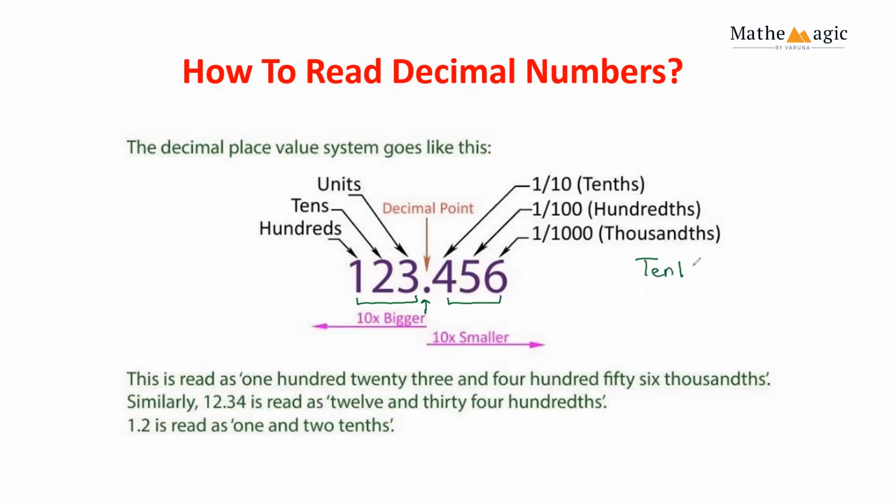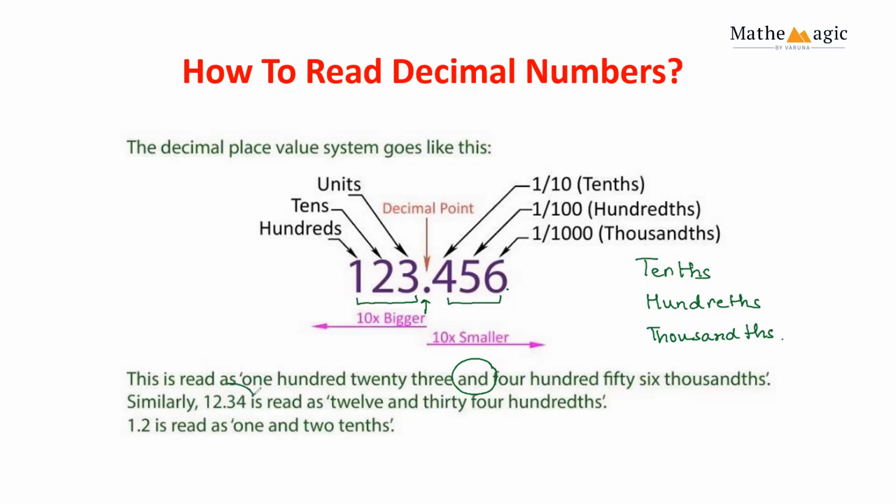The second number is at the hundredths position, and the third number is at the thousandths position. Likewise, we read this number as 123. For the decimal point, we say "and." So 123 and 456 thousandths. We end it at the thousandths position, so we end with 456 thousandths.